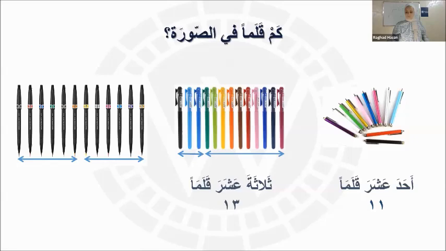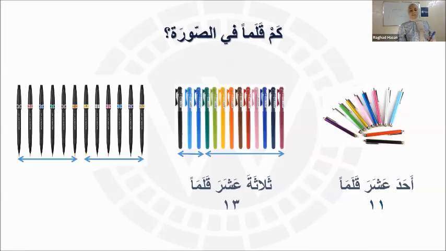Can we say 11 أقلام and 13 أقلام? Okay, so 11 قلماً, just مفرد. Just مفرد, ممتاز. And 13 قلماً, right? Because the numbers from 3 to 10 take a plural, but the numbers from 11 to 99 take a مفرد. تمام. So 11 قلماً, 13 قلماً.